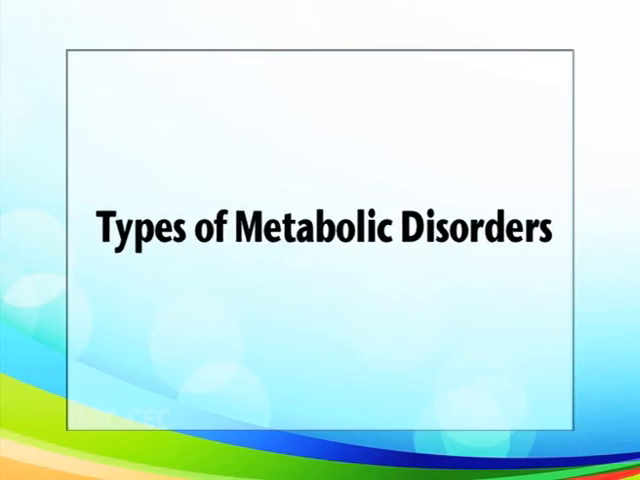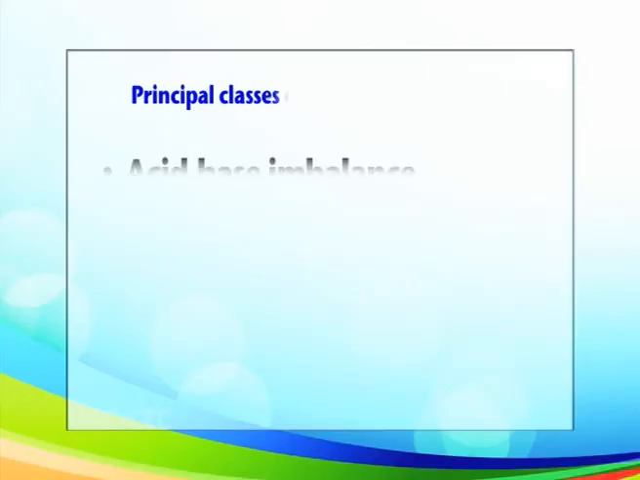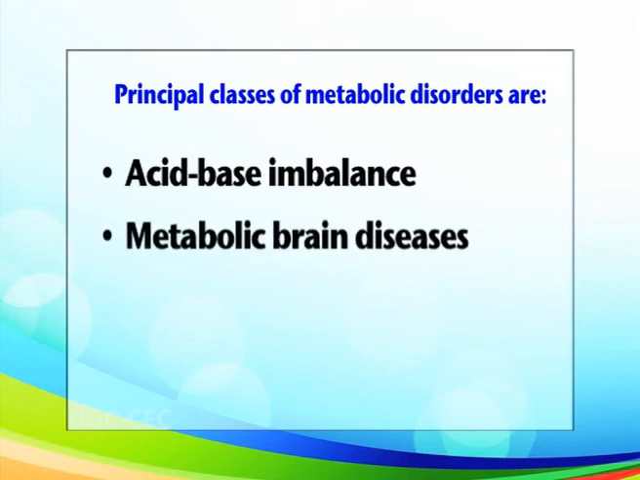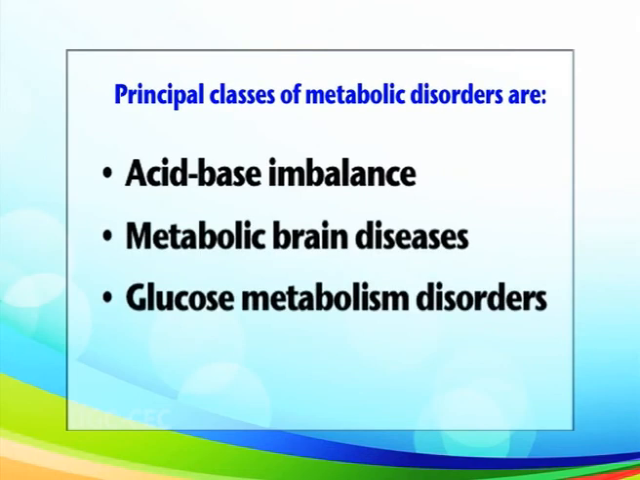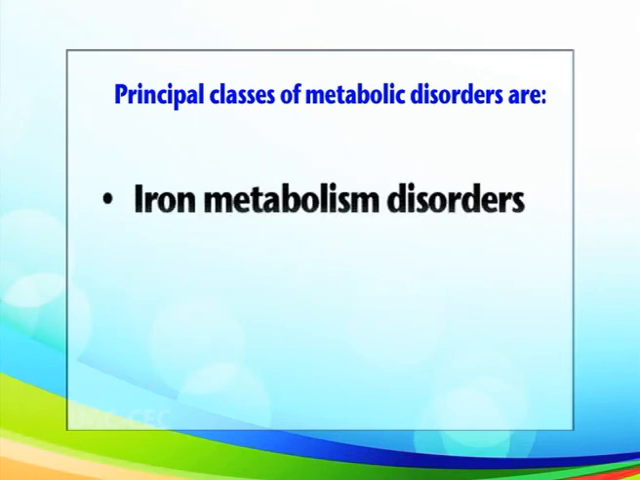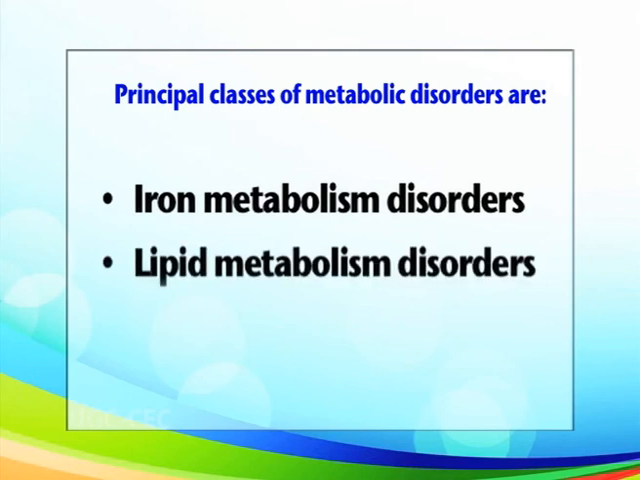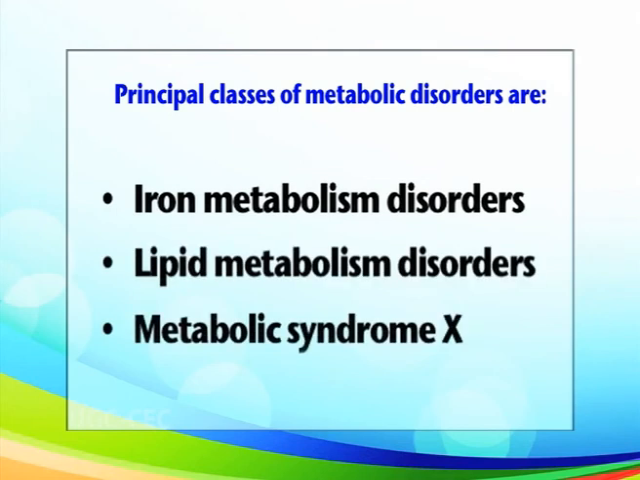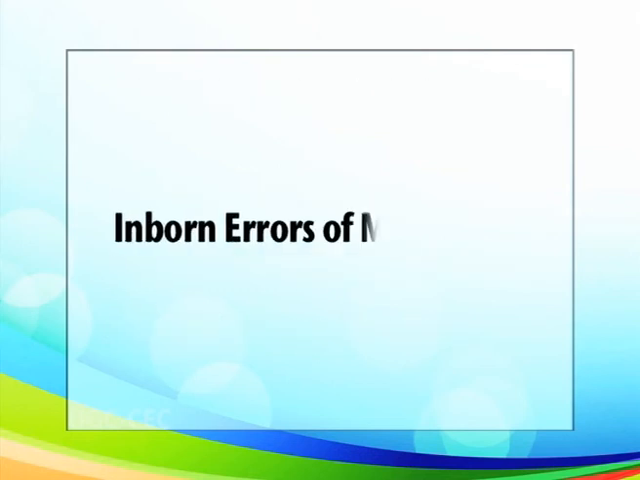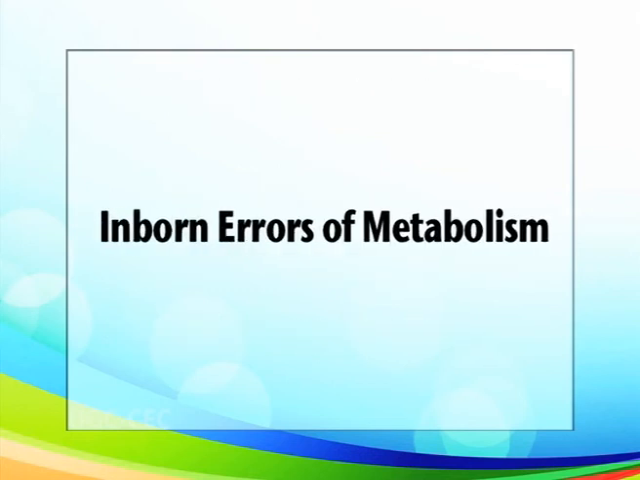Now let's talk about types of metabolic disorders. The principal classes of metabolic disorders include acid-base imbalance, metabolic brain diseases, glucose metabolism disorders, hyperlipidemia, iron metabolism disorders, lipid metabolism disorders, and metabolic syndrome X. Now let's talk about inborn errors of metabolism. Inborn errors of metabolism can be divided into three pathophysiological diagnostic groups.